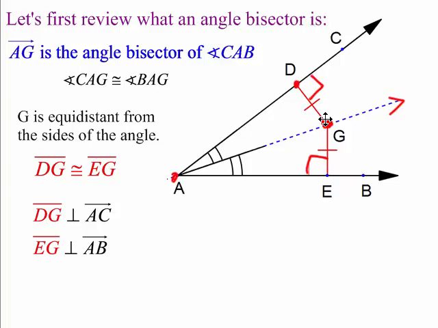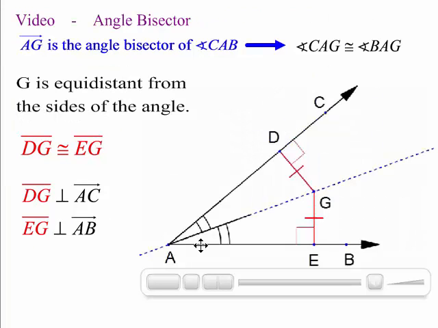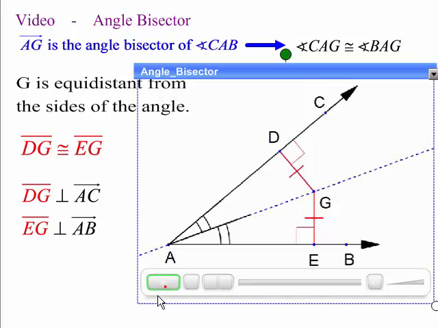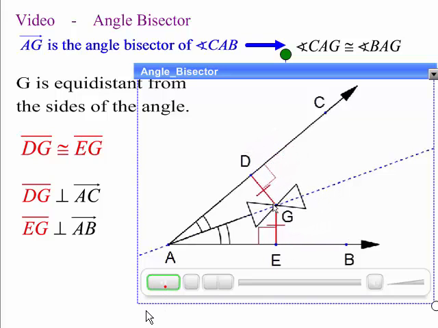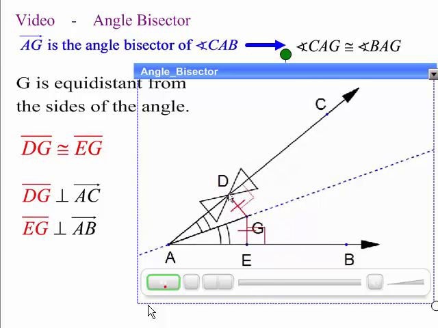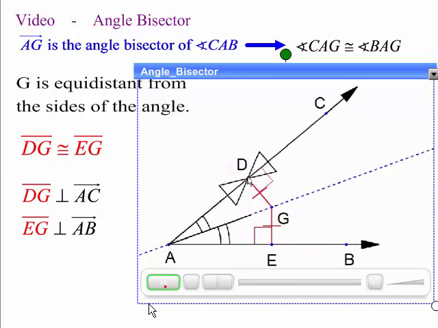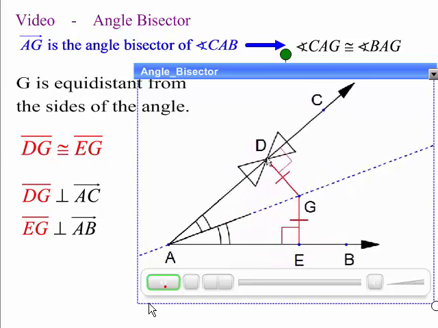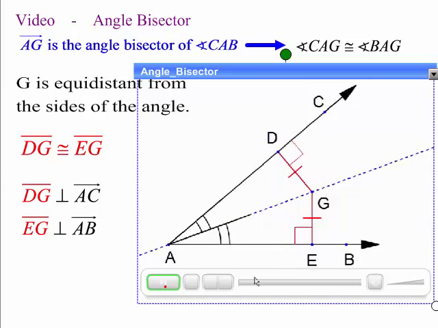Let's have a video to show this. So here's a video. Let me try to start it. No, it's being a pain. Let's try again. No. There it goes. So when we slide that point up and down the angle bisector, you will see that it is always equidistant from the sides. Okay, so let's move on.